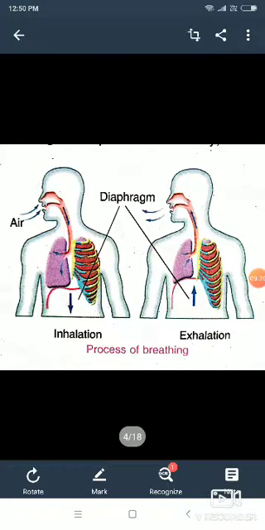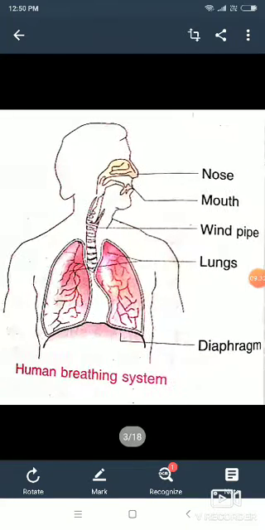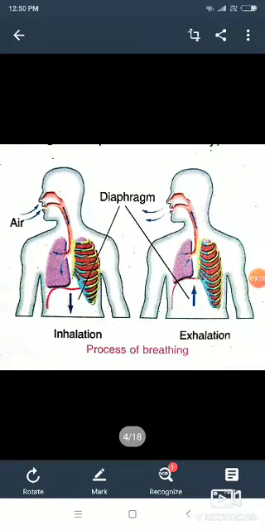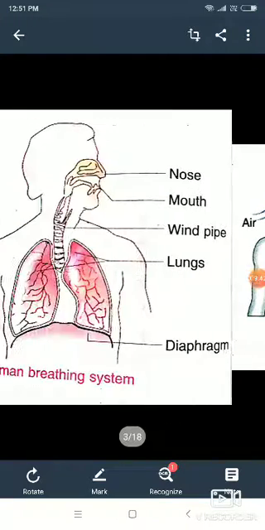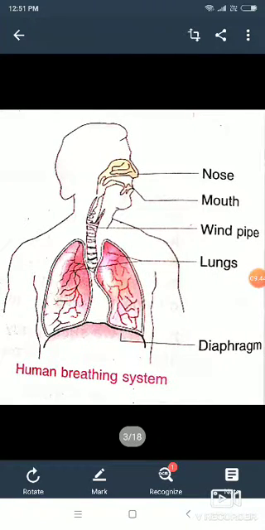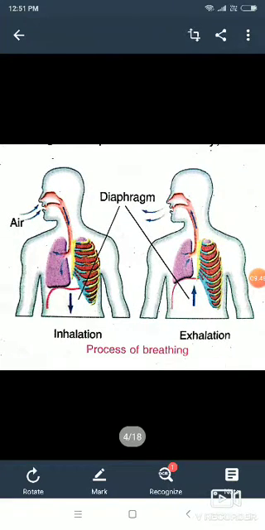Okay, not breathing system. In the breathing system you will draw this diagram, but in this process of breathing you will draw this diagram. I think this is clear to you. This is the human breathing system. You will draw the system, then you have to draw this only, and when the question is draw process of breathing, then you will draw this. Okay, is it clear? I think this is clear to all of you.